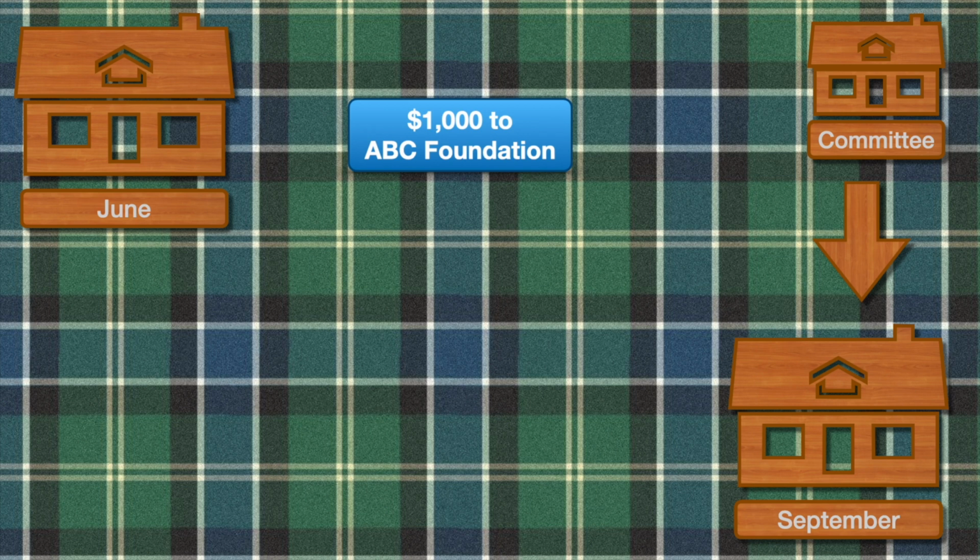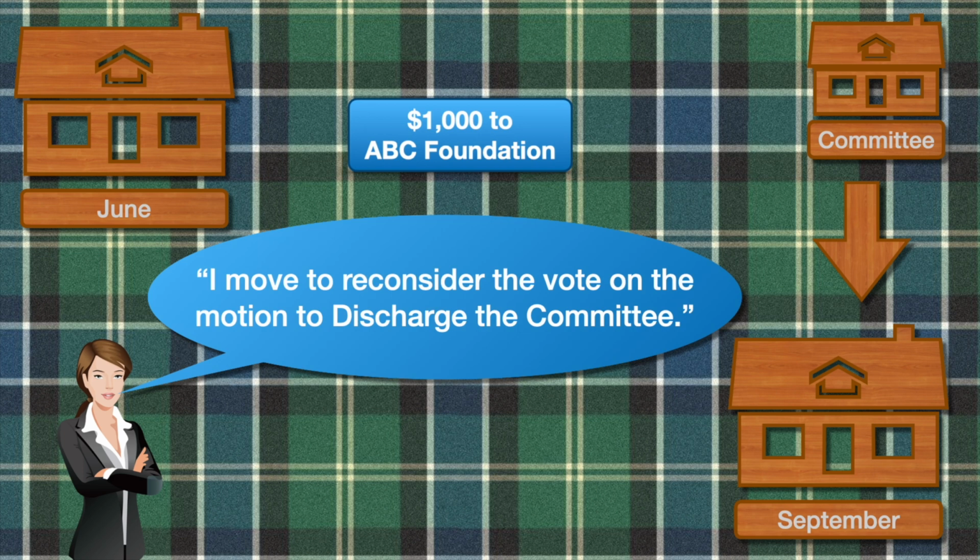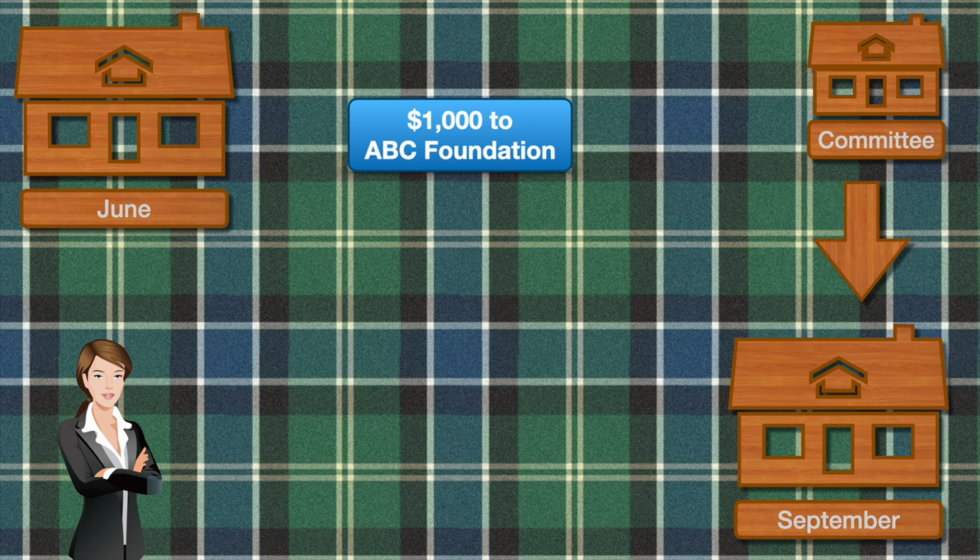Then, let's say after a bit of debate, a member obtains the floor and says, I move to reconsider the vote on the motion to discharge the committee. The chair would have to rule this motion out of order, since an affirmative vote on the motion to discharge a committee cannot be reconsidered. If the Assembly wanted to send the motion back to the committee, the motion to recommit would be used, instead of the motion to reconsider.